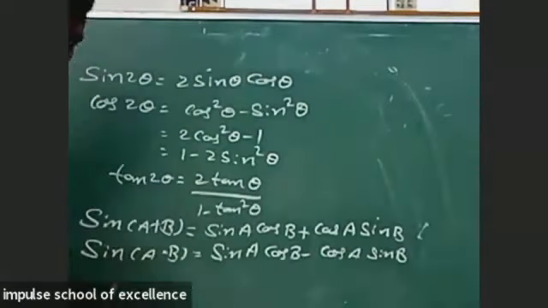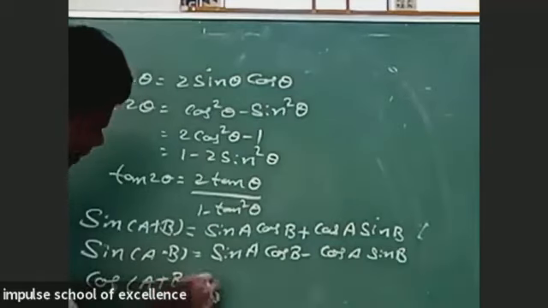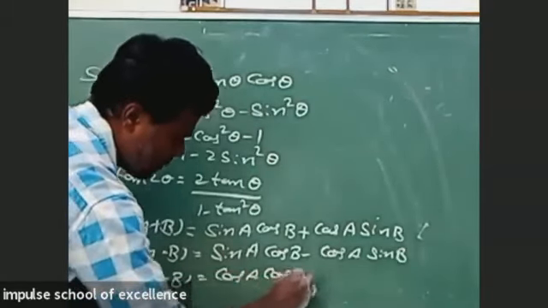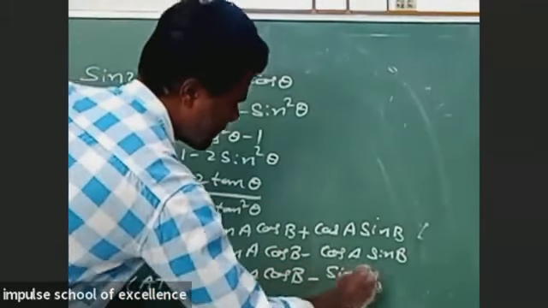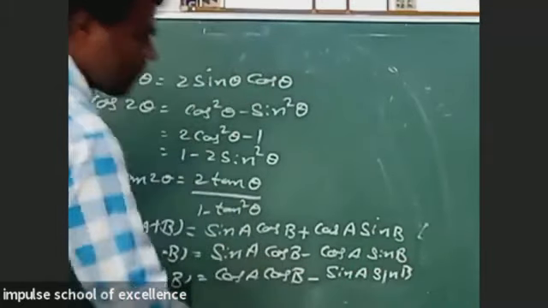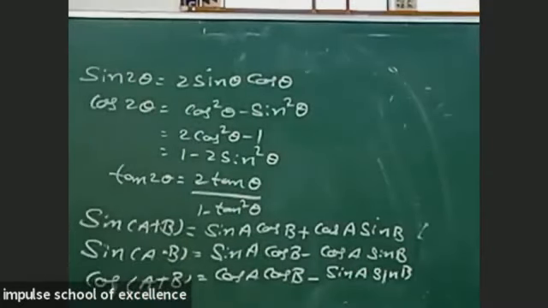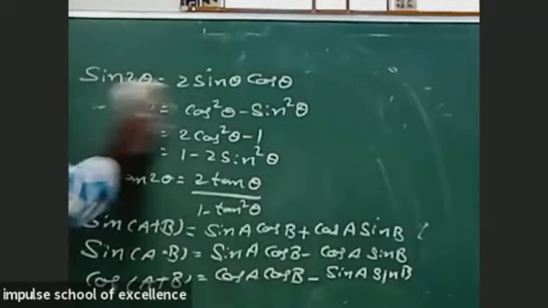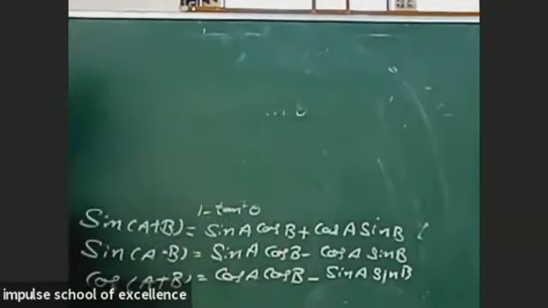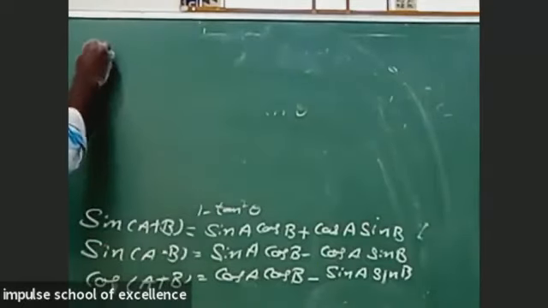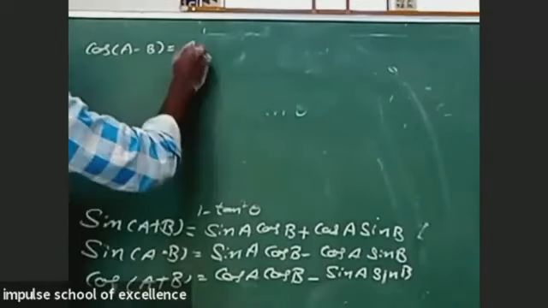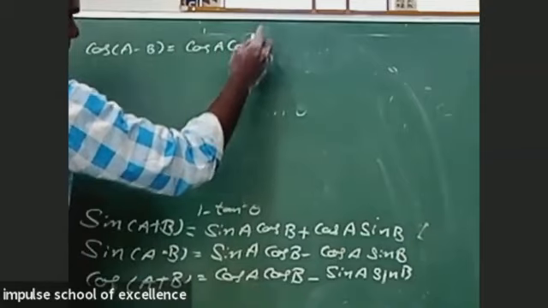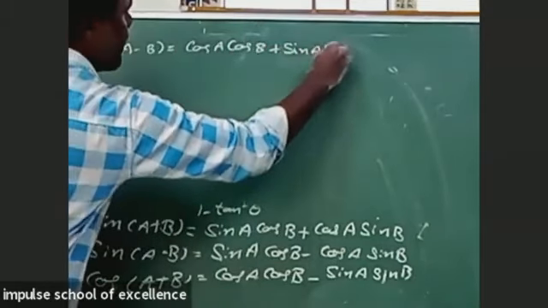Next, cos A plus B is equal to cos A cos B minus sin A sin B. Next, cos A minus B is equal to cos A cos B plus sin A sin B. Very good.